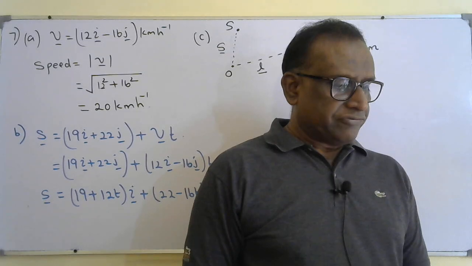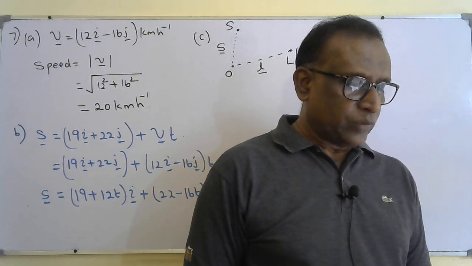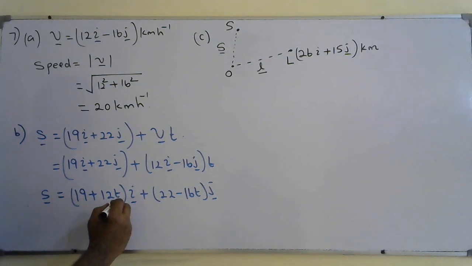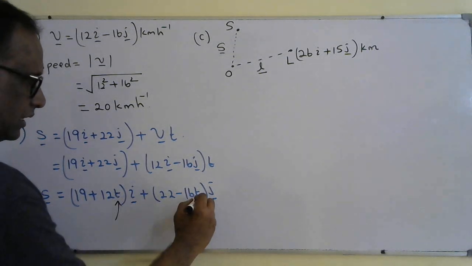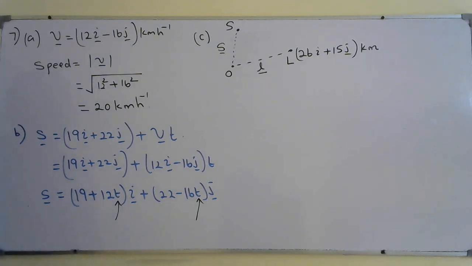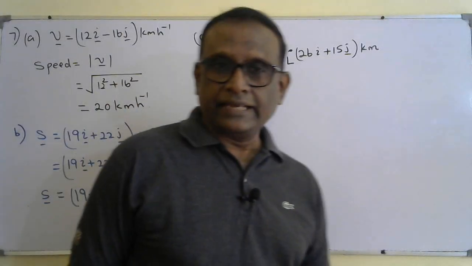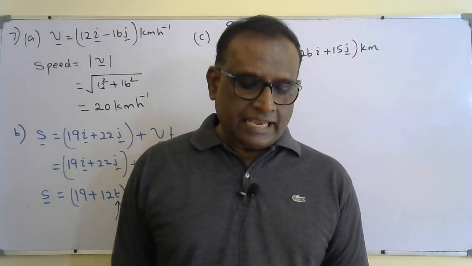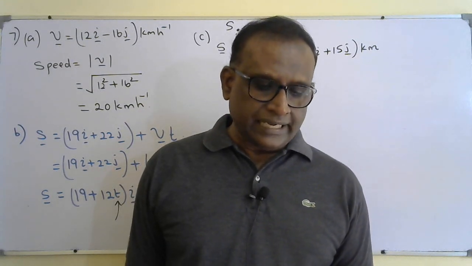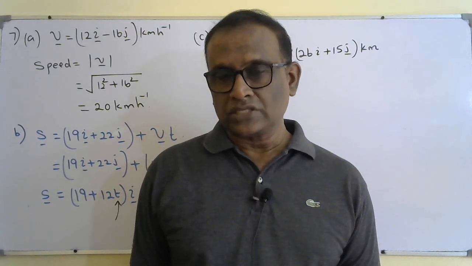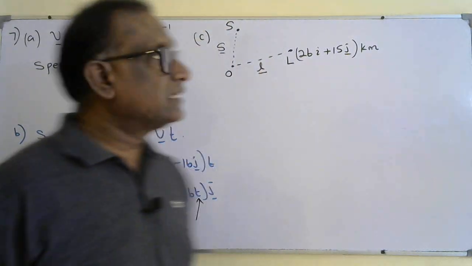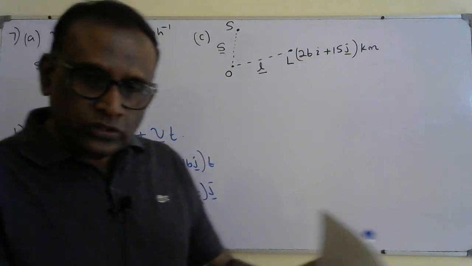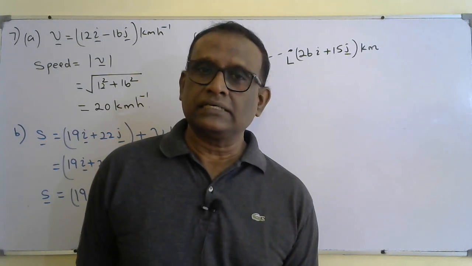And it is not safe for the ship to be within 1.3 kilometers of the lighthouse. So the position vector is a function of time. You can see there's a t. With time, the position vector is going to change, right? They are saying it's not safe to be within a distance of 1.3 kilometers from the lighthouse. So that means the distance of the ship from the lighthouse should always be more than 1.3 kilometers.